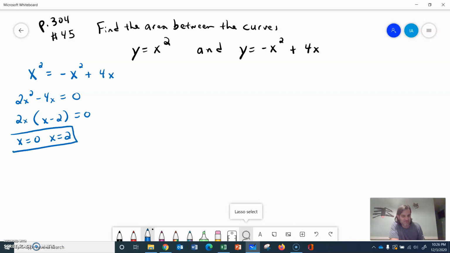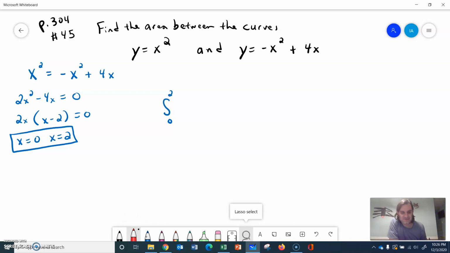So these are two points where the lines touch each other, or where they intersect. So when I write out my integration, it will go from 0 to 2. But I still need to figure out which one's on top, and if I haven't graphed it yet, I can still do something besides graph it.